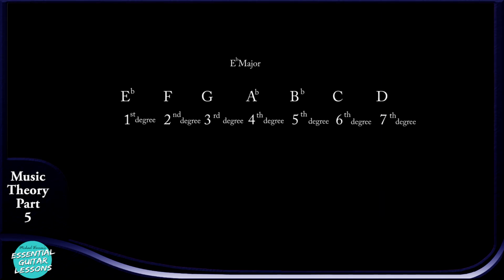So you can see on my E flat major scale, E flat would be the 1st degree, F would be the 2nd degree, G would be the 3rd degree, A flat would be the 4th degree, B flat would be the 5th degree, C would be the 6th degree, and D would be the 7th degree. So that's pretty easy, just put the number then write degree after it. So now when I'm referring to the notes of the major or minor scale, I would say, for example, the 3rd degree of C major, and that would be E. So that's pretty easy there.